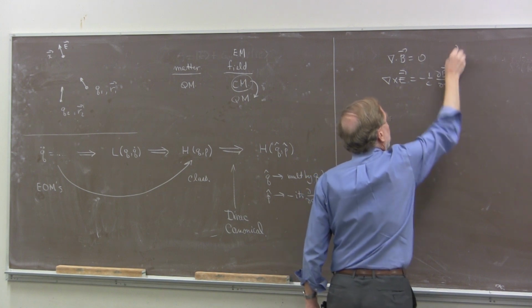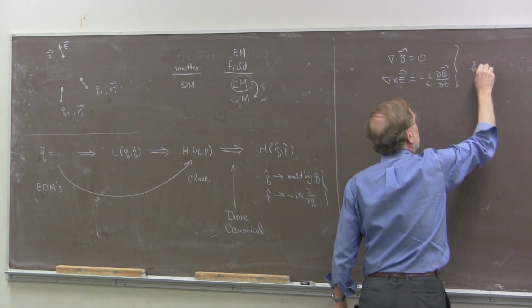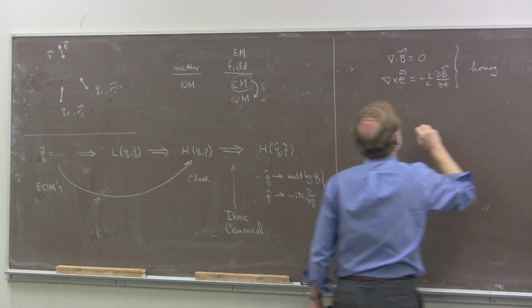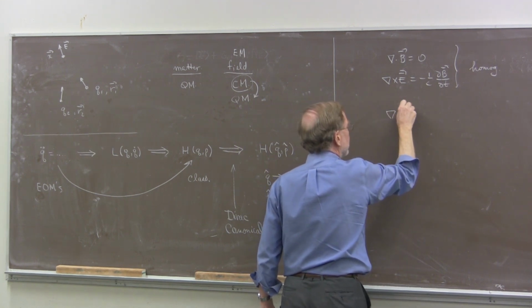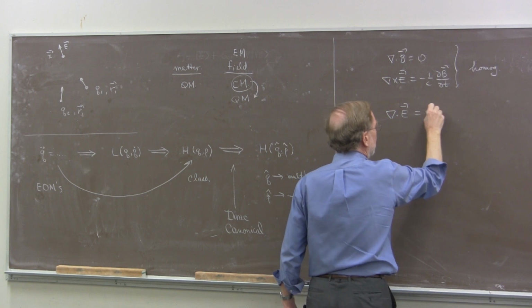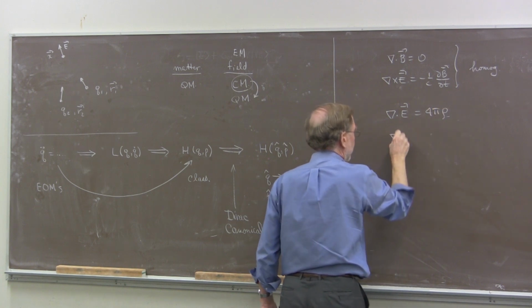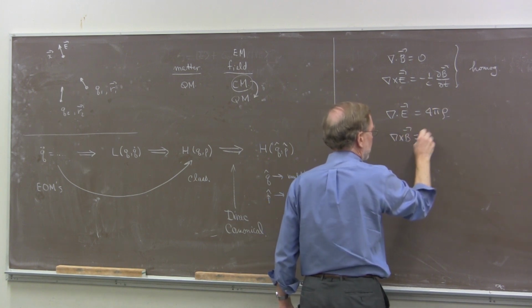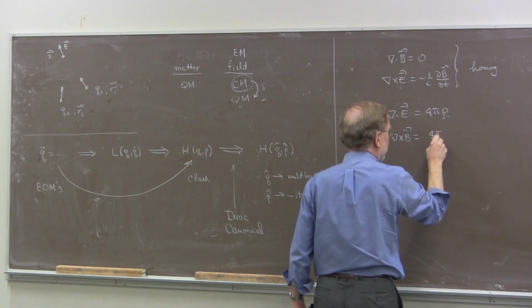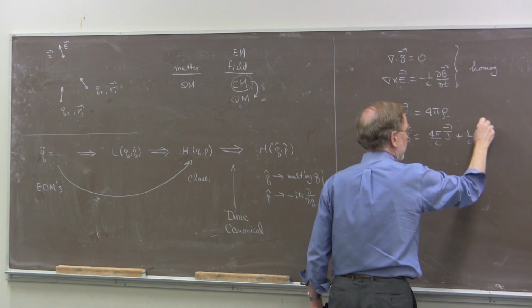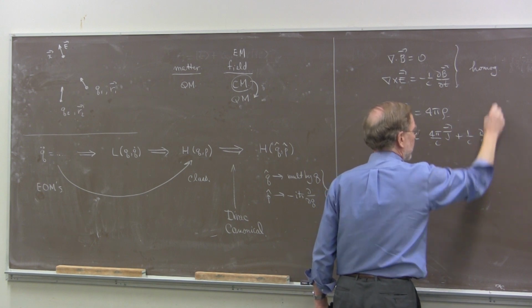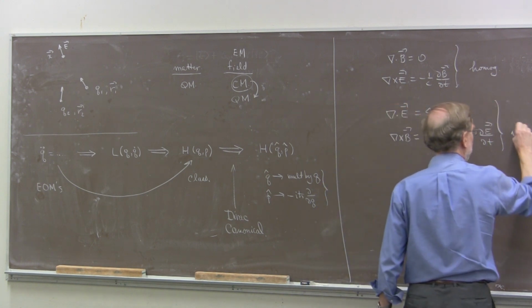These are the homogeneous equations of the Maxwell equations. And then we have the inhomogeneous ones. There's the divergence of E is equal to 4 pi rho. And the curl of magnetic field B is equal to 4 pi over c times the current J plus 1 over c dE/dt. These are the vacuum Maxwell equations. And these are the inhomogeneous equations.